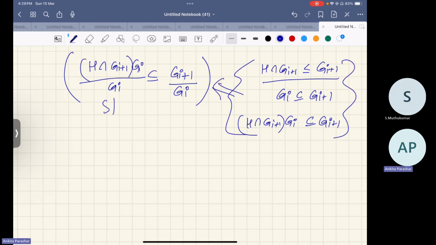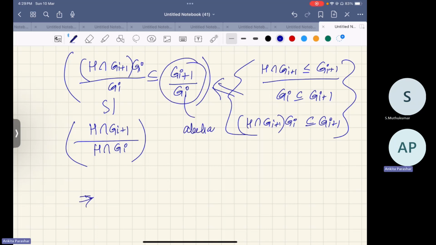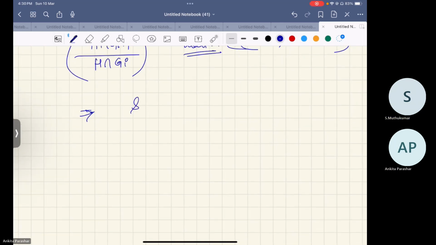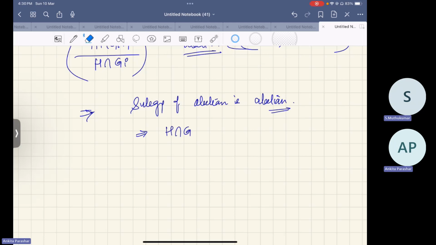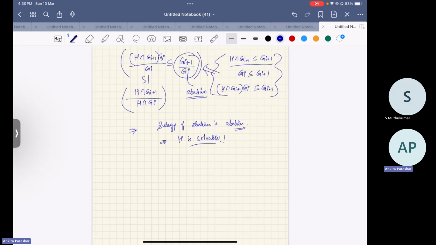Now, this is isomorphic to what we want, right? H intersection Gi plus 1 by H intersection Gi. You agree, right? Yes. Therefore, this is abelian. Subgroup of abelian is abelian. So subgroup of abelian is abelian. This is a little bit like the group theory part, but this implies that H is solvable directly. This is okay. The proof is okay, right?